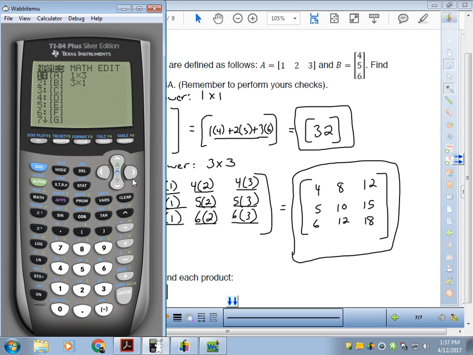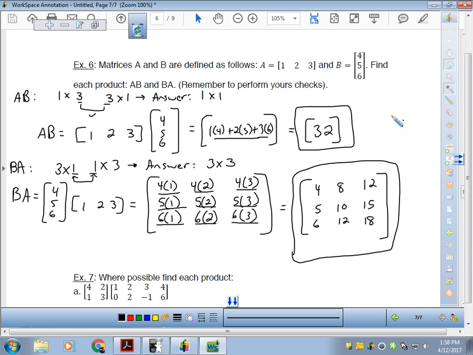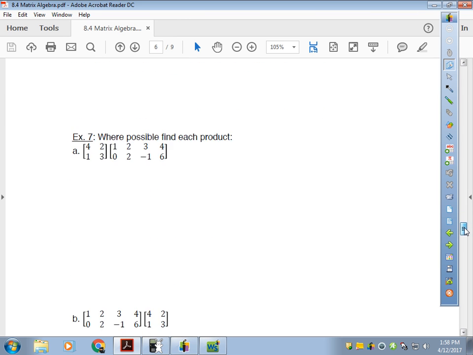If we take matrix B and we multiply it by matrix A, we get this 3 by 3, 4, 8, 12, 5, 10, 15, 6, 12, 18. Okay. So you can check yourself. You can see in the calculator if you're doing it right. It's not too bad. Alright, so let's look at some more examples here.